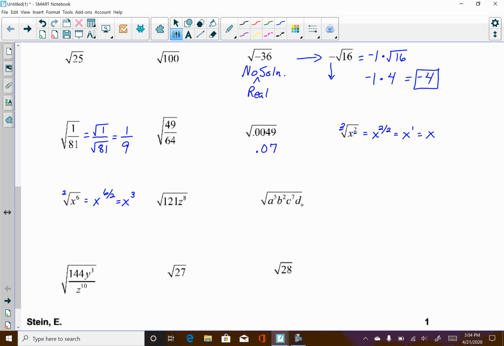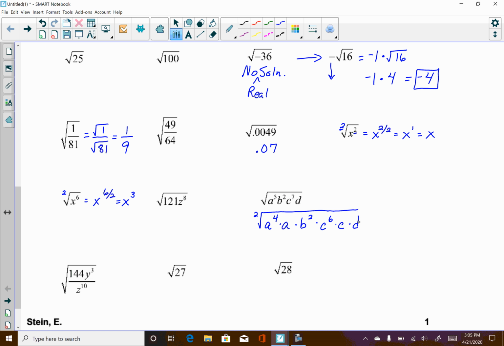Not all of these values here are even. What you want to do then is make them the highest even that we can. So like a to the 5th, wouldn't you agree that I could write that as a to the 4th times a? I still have 5 a's in there. I'm just writing it a little differently. B squared is even, so I'm going to leave it alone. I want to be able to divide by 2. That's my goal here. C to the 7th, couldn't I write that as c to the 6th times c? I still have 7 c's in there. I'm just rewriting it a little differently. And then I have d.